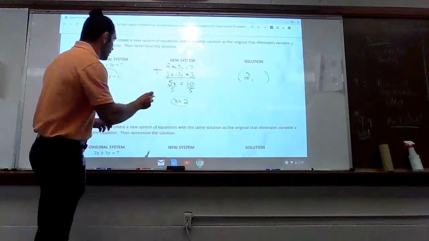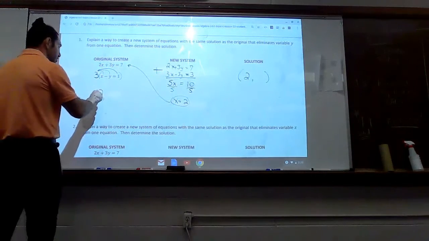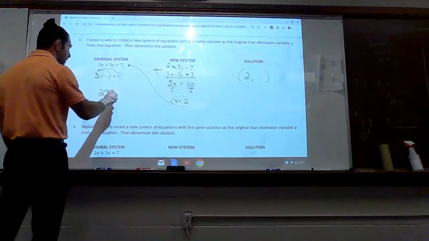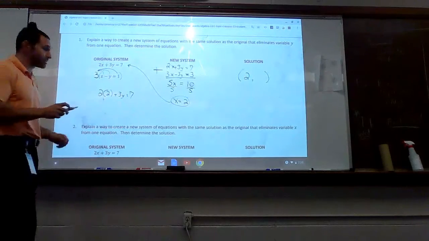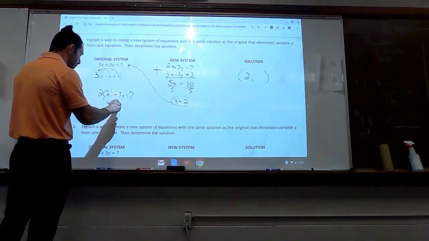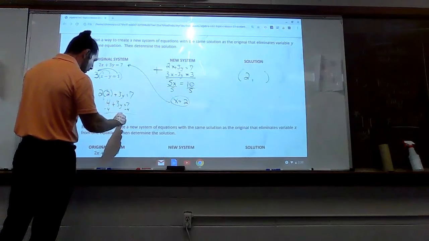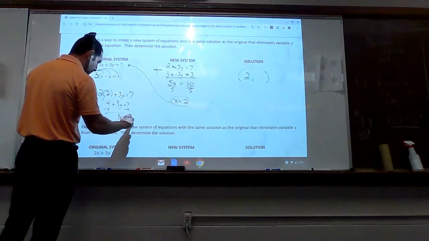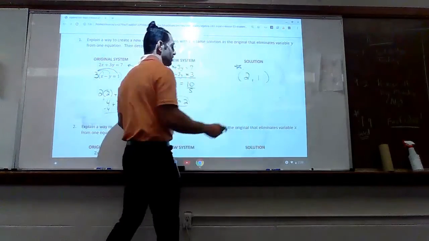2 comma what? Well, I take this x and I substitute it into the one that I didn't change. So 2 times 2 plus 3y equals 7. Why is it 2 times 2? Because my x is now 2. Leaves me 4 plus 3y equals 7. Subtract 4, subtract 4. 3y equals 3, divided by 3. Y equals 1. Perfect.